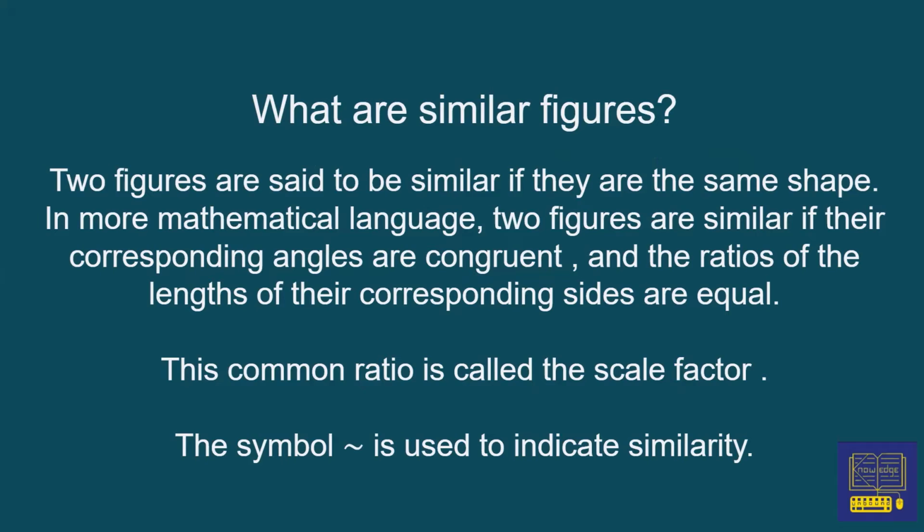Two figures are said to be similar if they are the same shape. Moreover, their corresponding sides are in proportion and their angles are equal. The common ratio here is called the scale factor, which is used to determine various values while we compare two figures. This is the symbol used to indicate similarity.